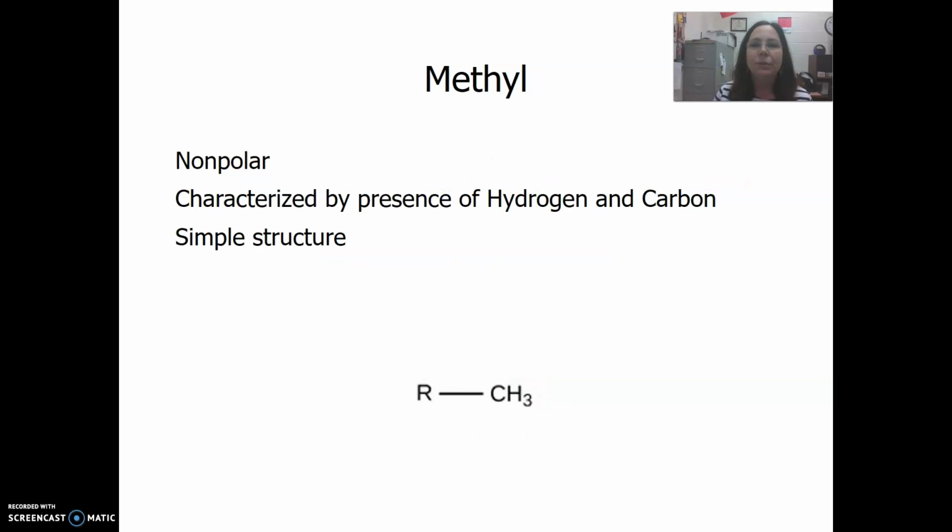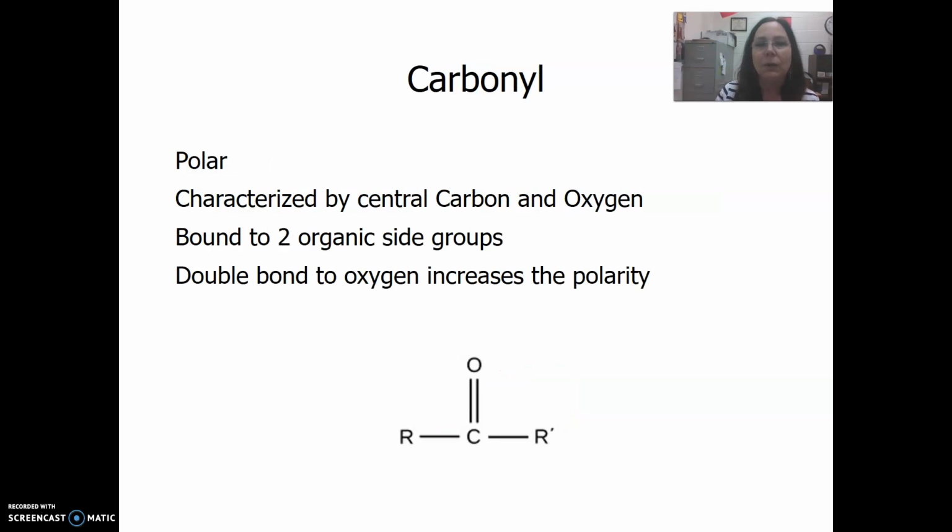A methyl group, just like methane with CH4, well, you call it a methyl group if one of the hydrogens is replaced by some chemical R. So a methyl group is CH3. It makes the chemical nonpolar, or at least that part of it is nonpolar.